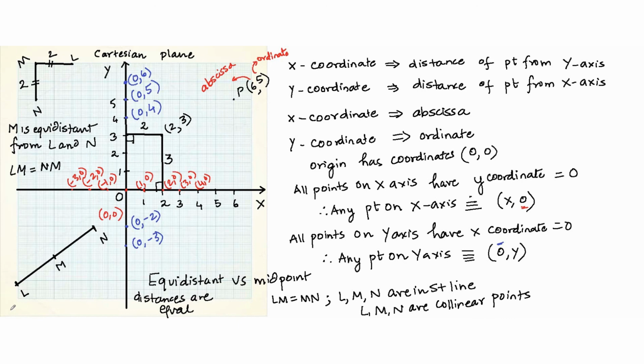So let us now take up some questions based on distance formula. Let us take up the first set of questions. Find the distance between the points P of 3, -5 and Q of 8, 7, right? So the points given to me are P of 3 comma minus 5 and Q of 8 comma 7, right?